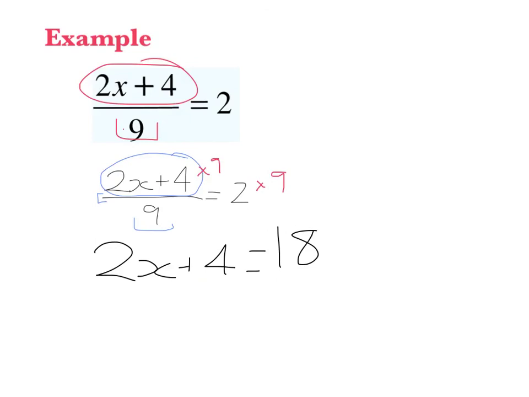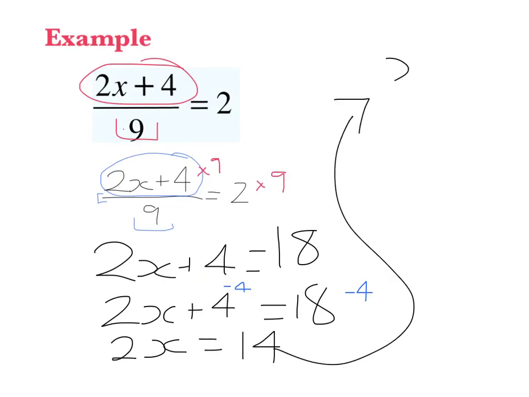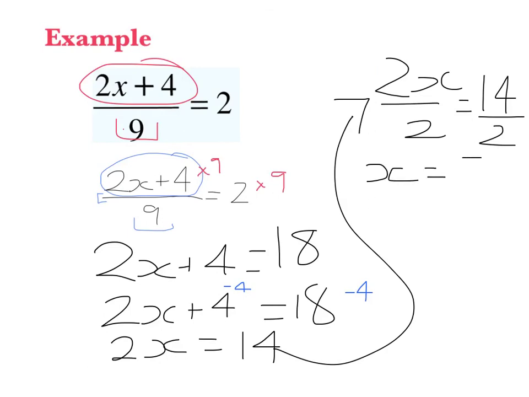Now it's a little bit more straightforward. So 2x plus 4, subtract 4 from that side, it's equivalent to 18, subtract 4 from that side, 2x equals 14. Should be able to do this in your head now, guys. 2x divided by 2, 14 divided by 2. Again, what I'm doing here is I'm saying 2 lots of x, I need to find 1 lot of x. 14 divided by 2 is 7.